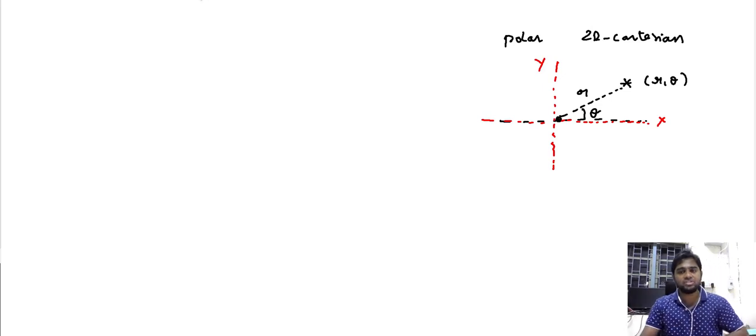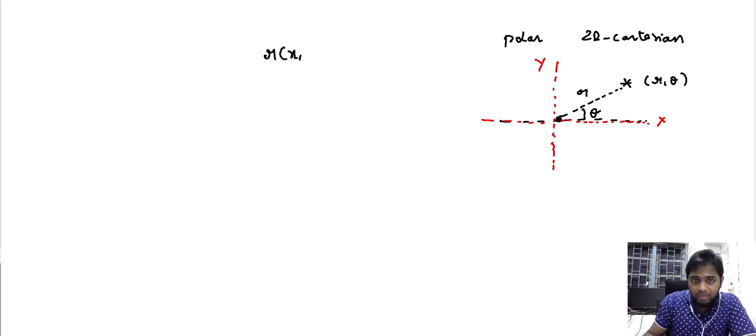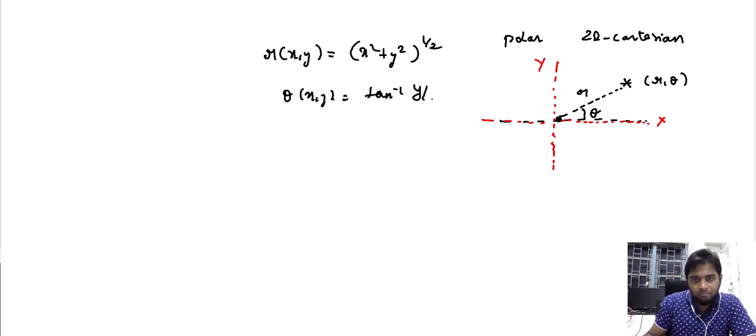Now we were able to establish a relation between the coordinates of the Cartesian system and the coordinates of the polar coordinate system. If you consider the coordinates of the polar system, r can be expressed in terms of x and y as x squared plus y squared, the whole power 1 by 2, or the square root of x squared plus y squared. And theta in terms of x and y would be tan inverse of y by x.